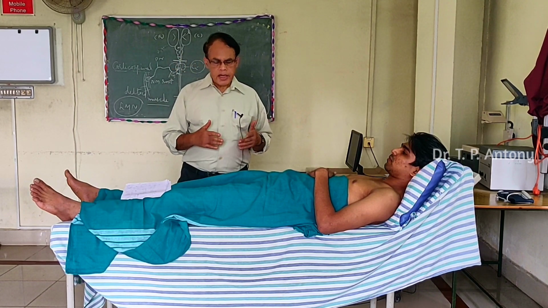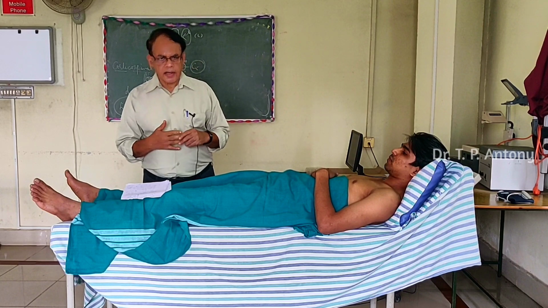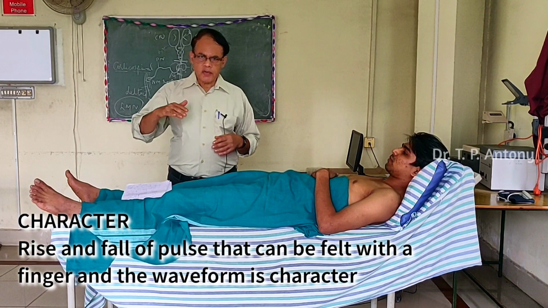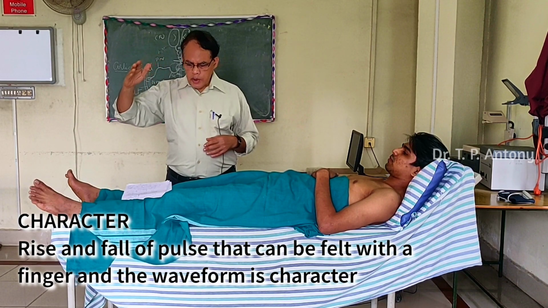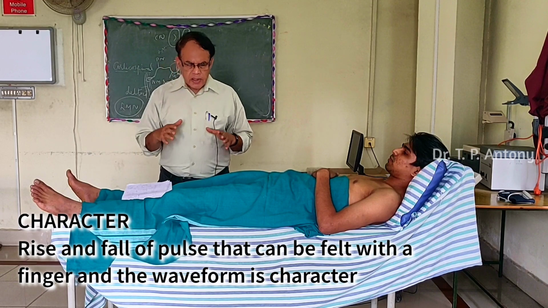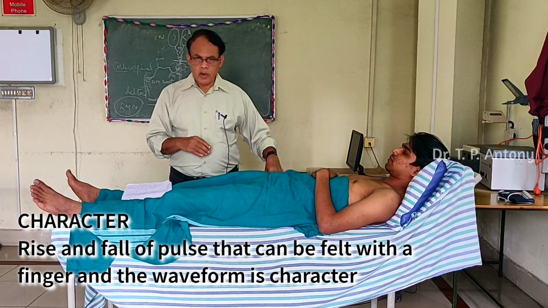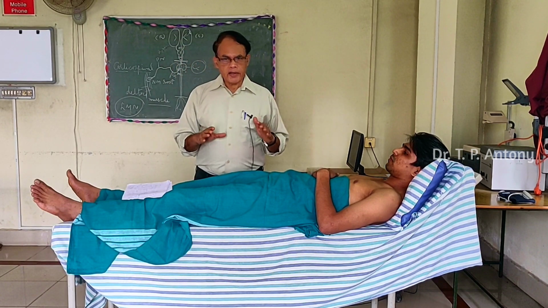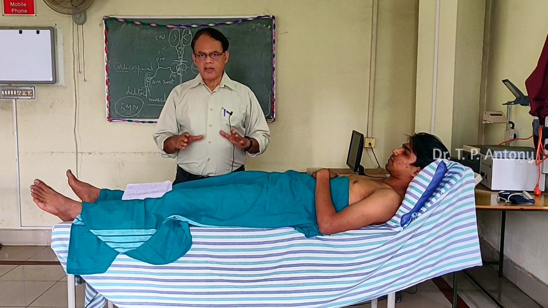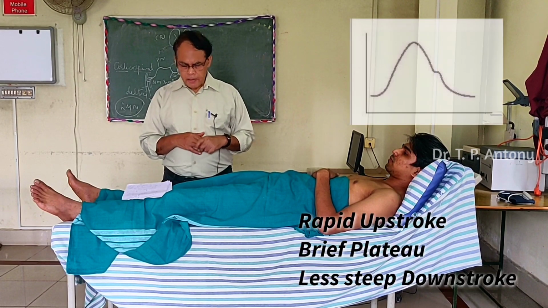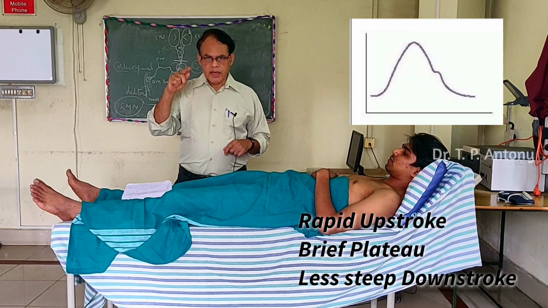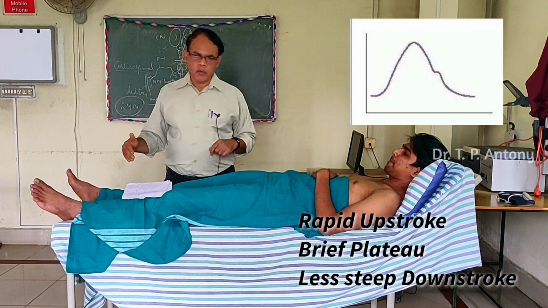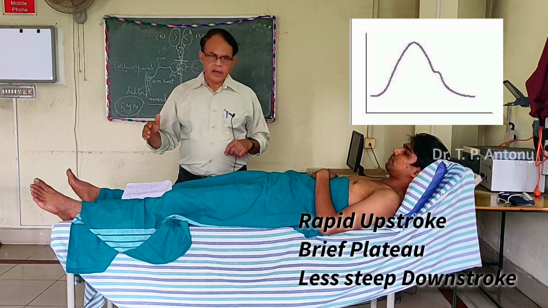So after the volume, we are going to the character of the pulse. What is meant by character? When a pulse wave is passing through, there will be a rise of the pulse, there will be a plateau and the fall, and that can be felt with your fingertips over major vessels or even radial vessels, and this contour is called pulse character. So the normal pulse character has a rapid upstroke, there's a brief plateau, and there is a less steep downslope.